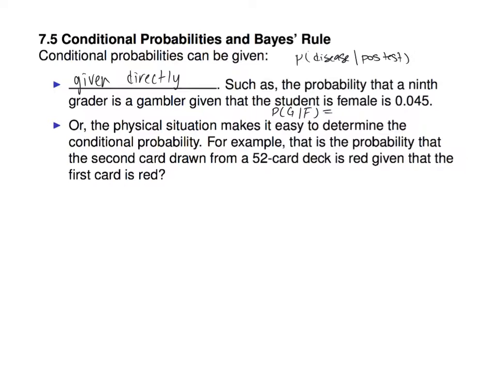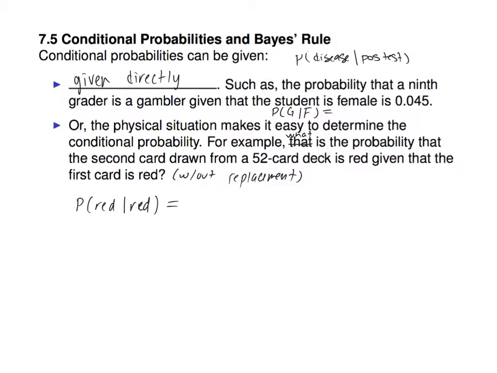Or it could be the case that a physical situation makes it easy to figure out the probability. For example, that shouldn't say that, it should say what, but spell check won't catch that. What is the probability that the second card drawn from a 52 card deck is red, given that the first card is red, and assuming that we're operating without replacement? Okay, so probability of red given the first card was red.